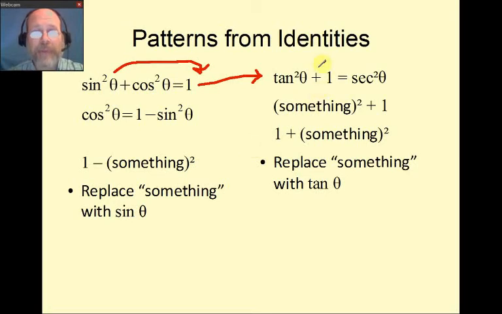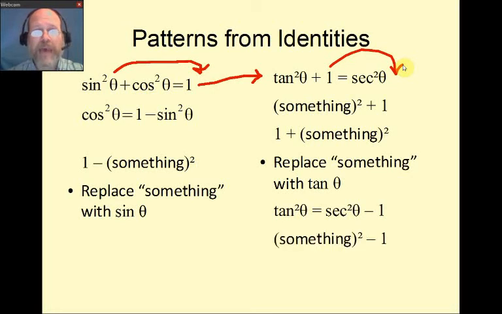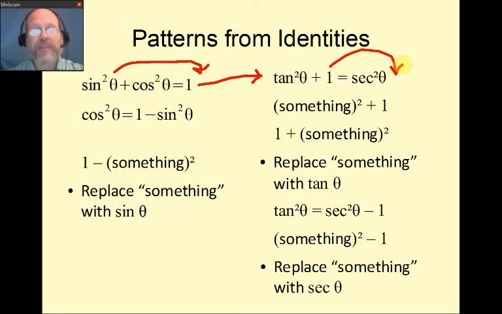Now the third pattern comes from this identity also. If I just take the 1 and subtract it to the other side, I get tangent squared theta equals secant squared theta minus 1. And this will give me the pattern something squared minus 1. Whenever I have this kind of a pattern, I can replace that something with the secant of theta and then swap all of secant squared theta minus 1 with tangent squared theta, and it makes things easier. It really does. Alright, let's see how this works.